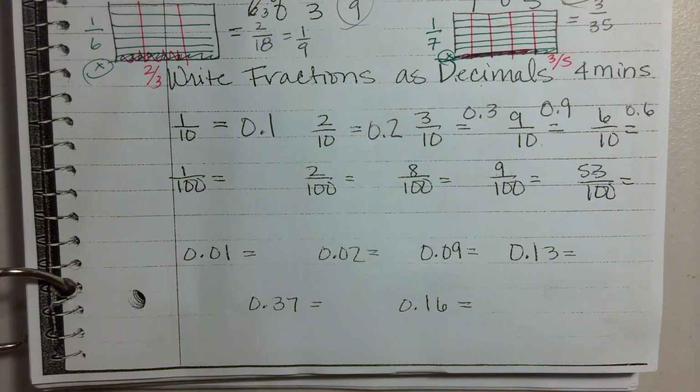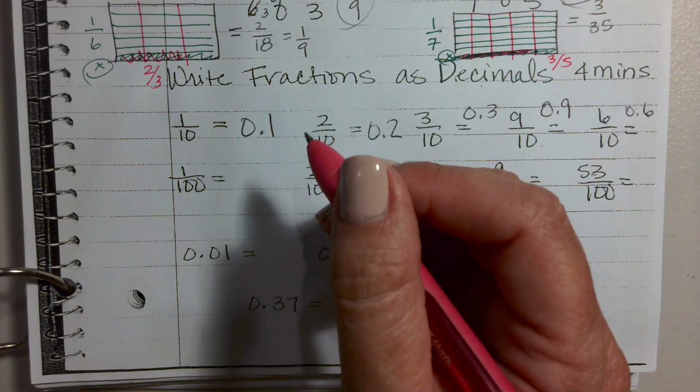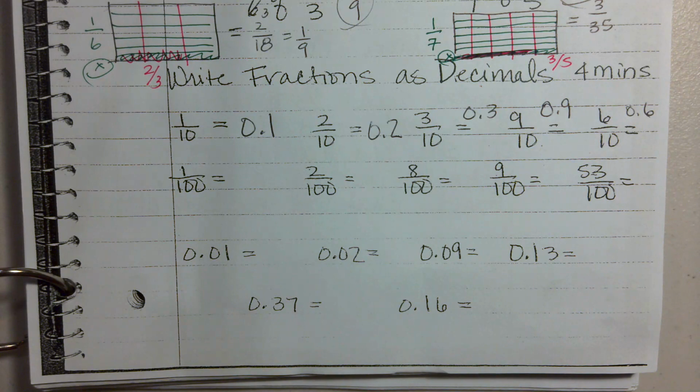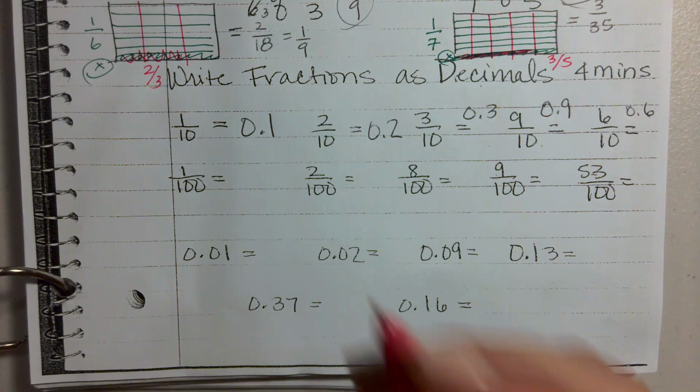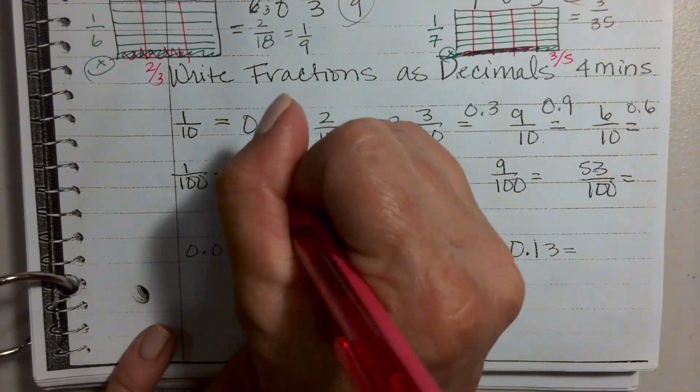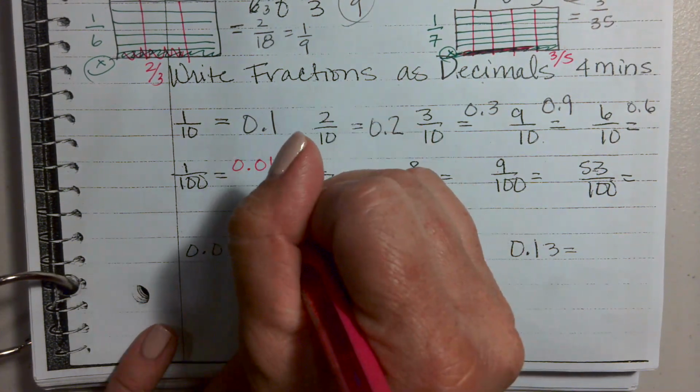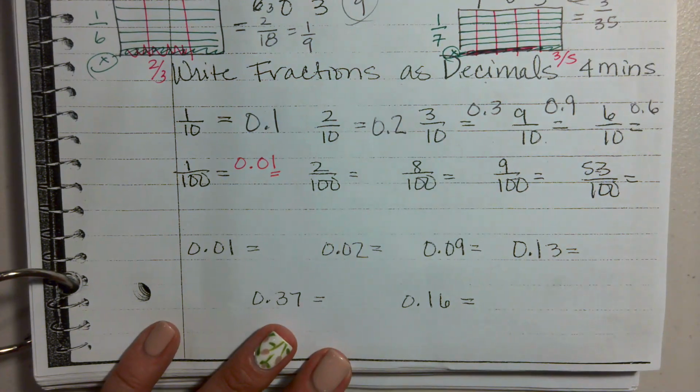Okay, now 1/100th. So 1/100th, it's 0.01, because it's in the 100th spot, right?